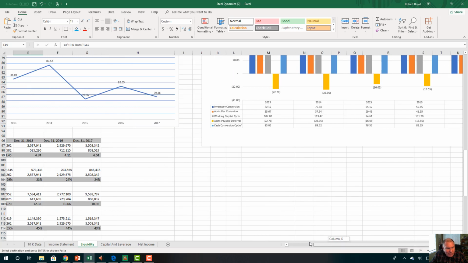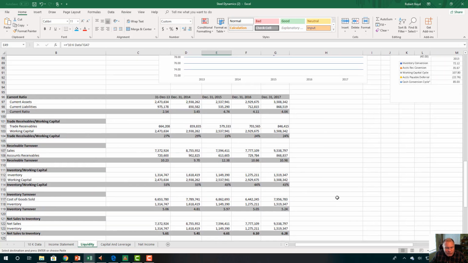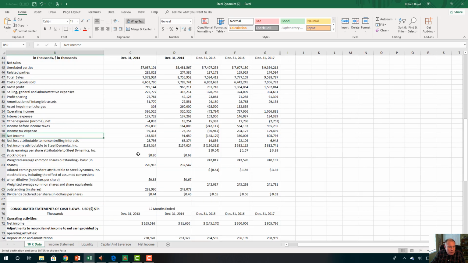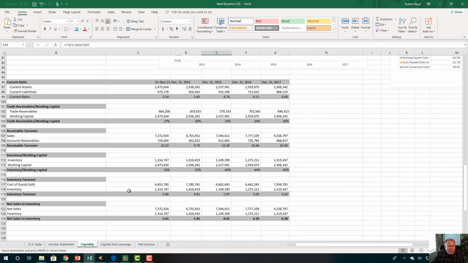So you can come down here. This does the current ratios and everything. Now, when we look at that, this all comes from the balance sheet that I had over here, 10K data. You just bring it on in. And this is talking about liquidity. Does the company have cash? Some of these are meaningful and others aren't. So your challenge is to come through and say, what is really meaningful here?